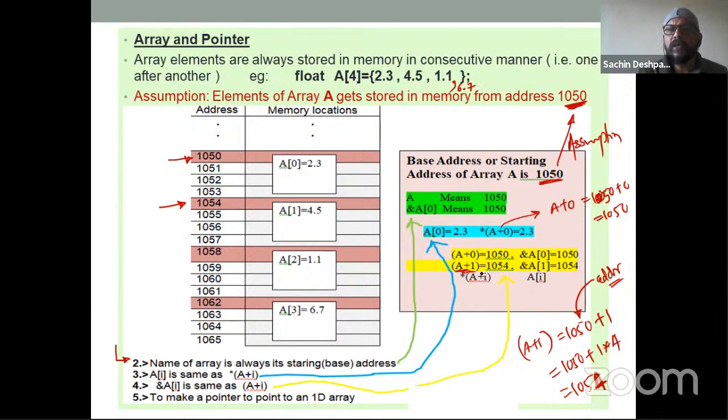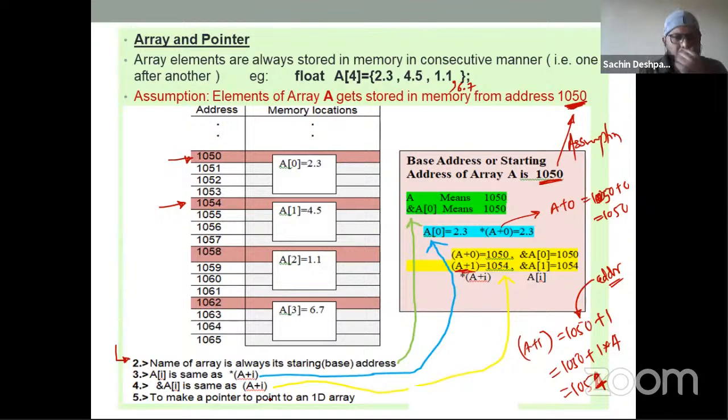So the moral of the story is that asterisk (A plus I) is A of I, and this is a correlation we can identify. So A of I is the same as asterisk (A plus I), and the address of A of I is the same as A plus I.